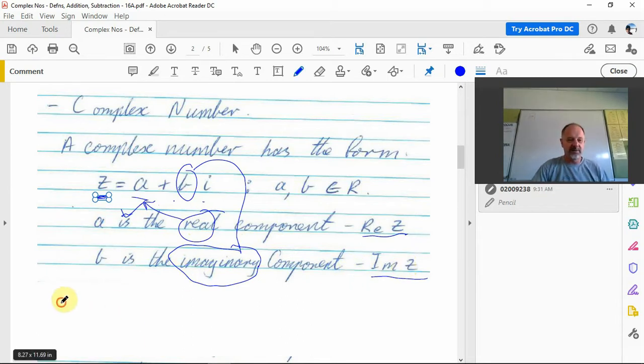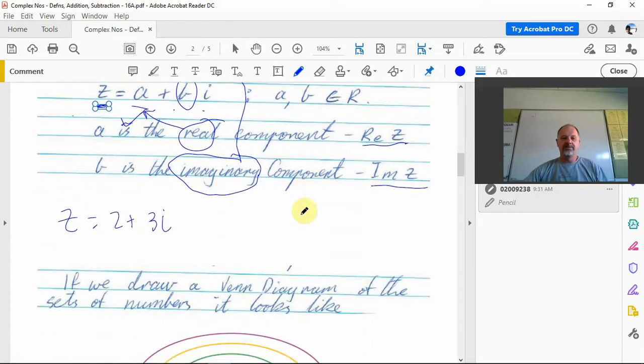All right, so that's basically it. That's a complex number. So z = 2 + 3i is a complex number. It's got a real part, 2, and an imaginary part, which is 3. And we know it's the imaginary part because it's got the i there.